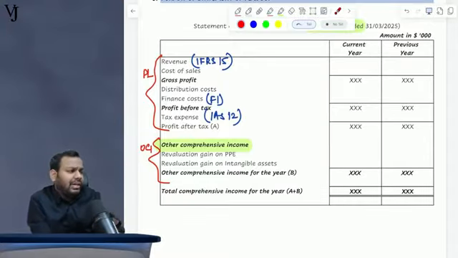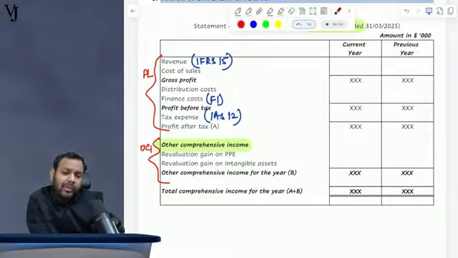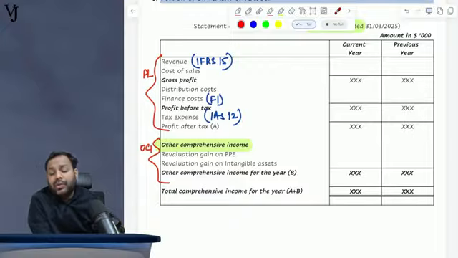We are very well studying what is P&L. But what is this other comprehensive income? I believe FR students will be hearing it for the very first time. Come on guys, tell me, yes or no? You must be hearing it for the very first time. There might be students who will be hearing this for the very first time.